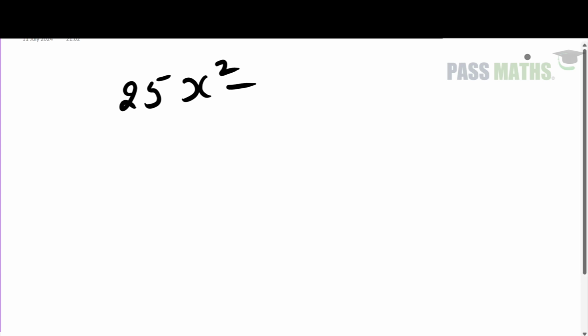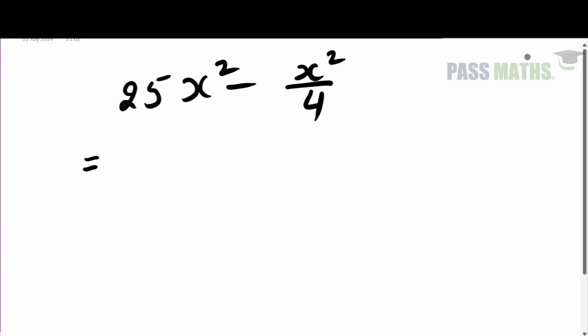Let's say 25x squared minus x squared over 4. Now it looks scary because of the fraction here. If you're doing foundation paper, you don't need to learn this one. But hard paper, they should get used to this one. Okay. This one is not difficult. It looks very big, difficult, but it's not difficult.